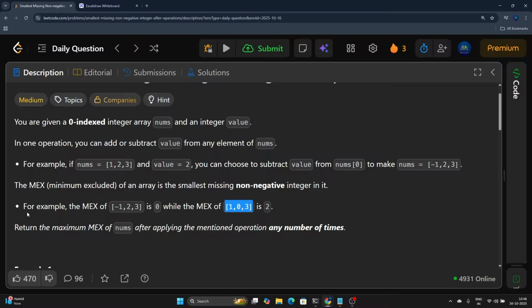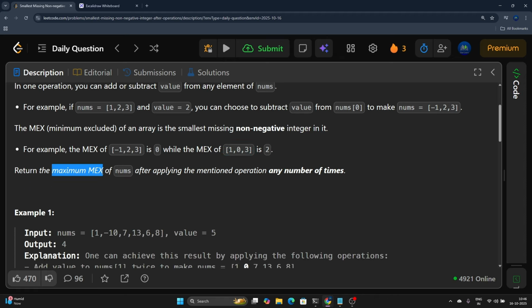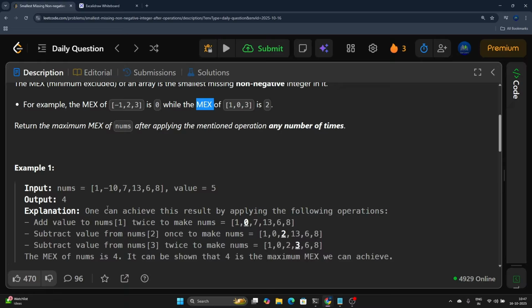So that's what you need to return, the maximum value of MEX which is possible in the nums array after applying the mentioned operation any number of times. So we have to find what's the maximum possible value of MEX in our given array.